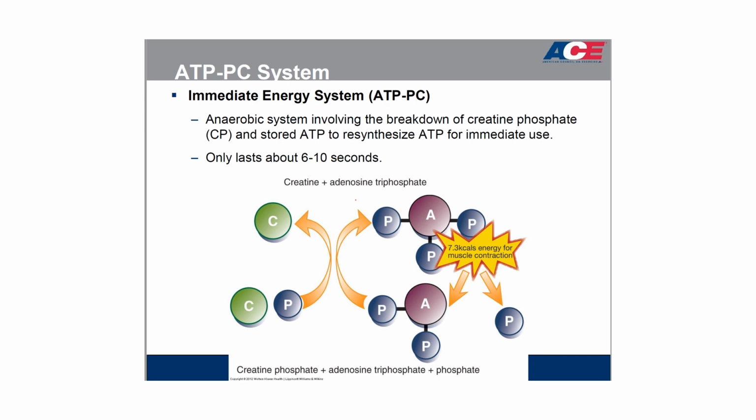muscles. Creatine phosphate can quickly donate its phosphate group to ADP, or adenosine diphosphate, to regenerate ATP. This system is predominant during activities like short sprints, powerlifting, and high-intensity weightlifting that we talked about. And you can see it's a system that only lasts for about 6 to 10 seconds.